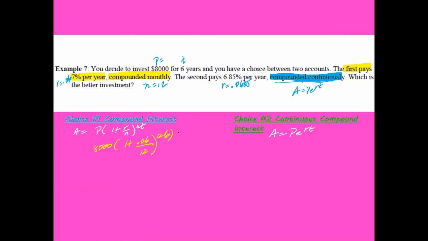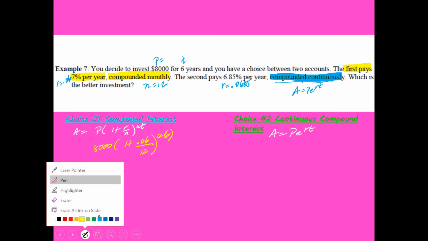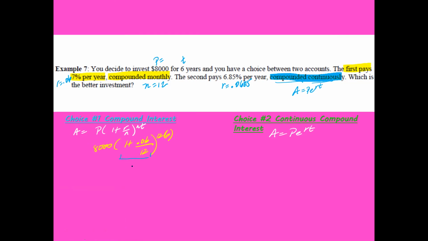Okay, so with this one, what you want to do is minimize the inside of the parentheses. So divide it and then add the 1, which gives you 1.00583. Make sure you put the caret. 12 times 6 is going to give you 72. So what is your multiplier after you do that? It's 1.520. Don't forget to multiply by the 8,000.